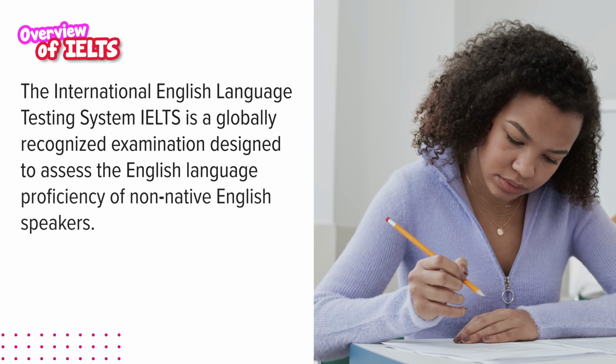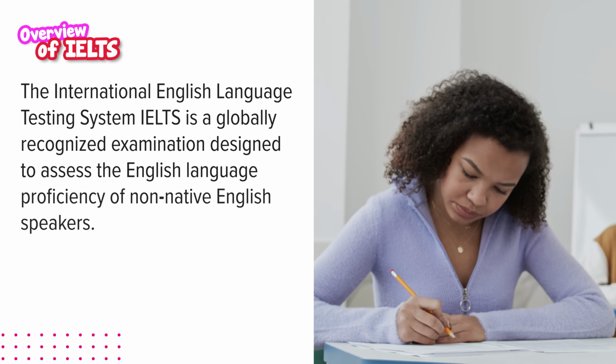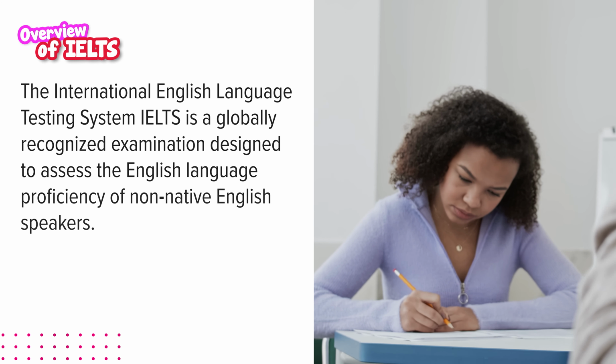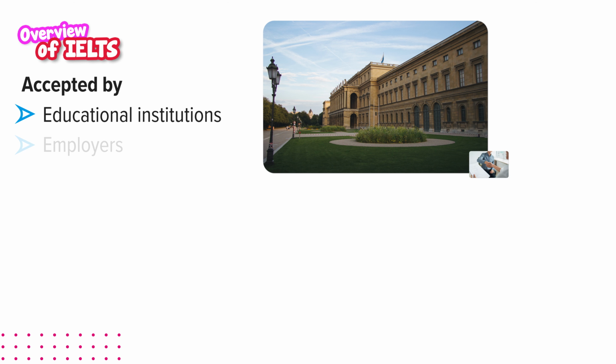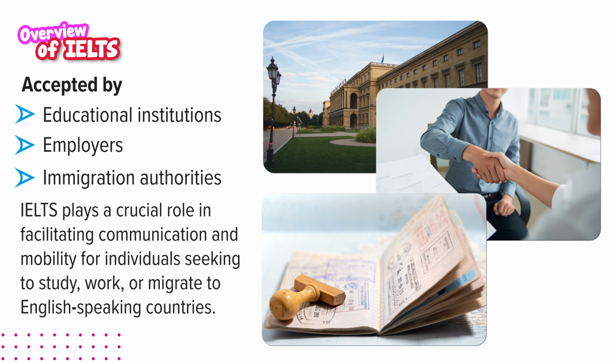The International English Language Testing System is a globally recognized examination designed to assess the English language proficiency of non-native English speakers, accepted by educational institutions, employers, and immigration authorities in numerous countries. The test plays a crucial role in facilitating communication and mobility for individuals seeking to study, work, or migrate to English-speaking countries. This lesson provides a comprehensive overview of the exam, highlighting its structure, scoring system, and its different modules.